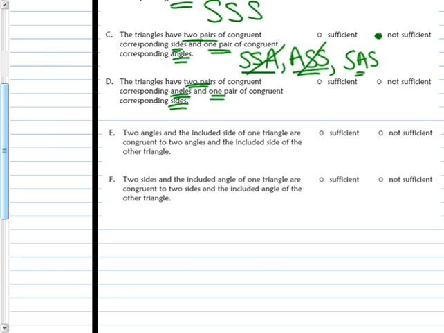Letter D, the triangles have two pairs of corresponding angles, so two angles, and one pair of congruent corresponding sides. So we could write this as AAS or SAA, which is simply that backwards. Or we could write it as ASA. So basically these two are the same thing, but it's called the AAS theorem. And we actually have not talked about this one yet. It's coming up in a few more lessons, but I wanted to throw that in there anyway, kind of give you some pre-knowledge. We actually can prove this one congruent. This is enough information because this is an accurate theorem, AAS, angle, angle, side. And we also know that ASA is an accurate theorem as well. So this one is sufficient information.